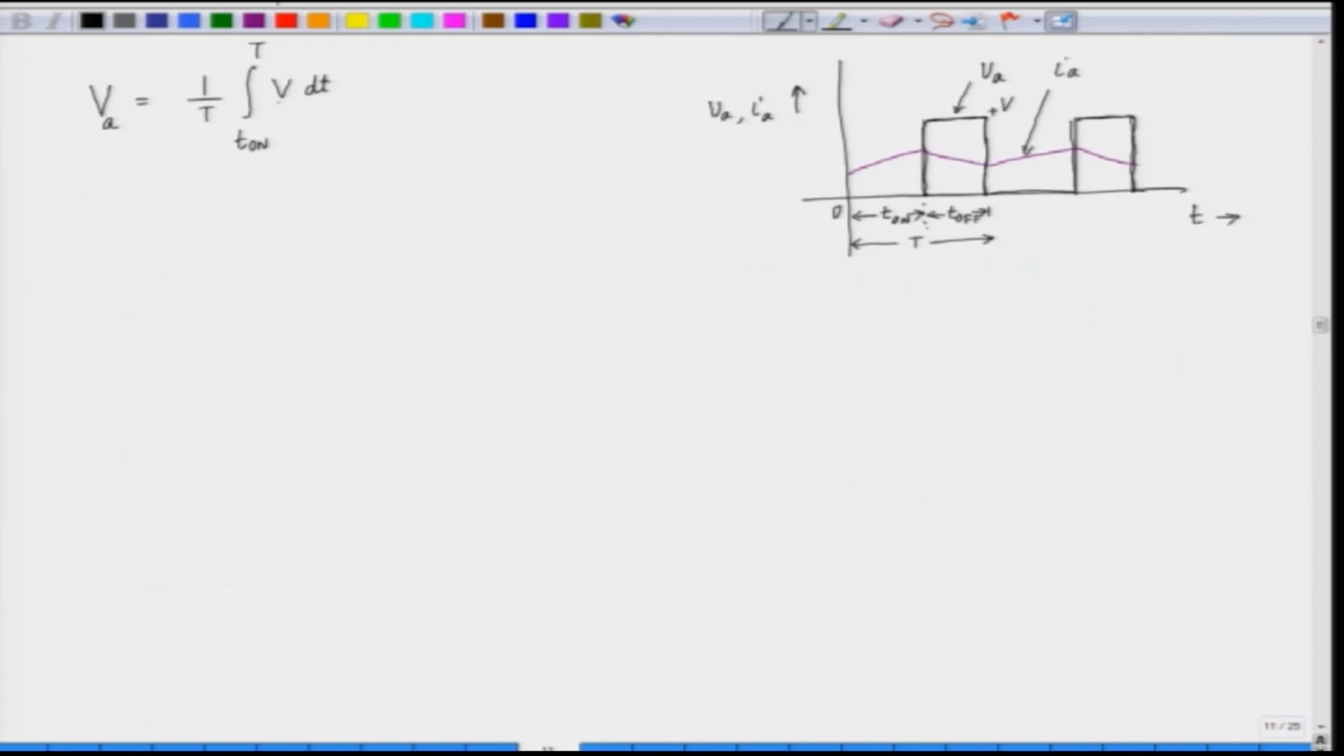If we integrate this, the capital V being constant can be taken out of the integration sign. This is 1 upon T, V integral T on to capital T dt. So, that is equal to V into (T minus T on) by capital T. Now, this is the expression for the armature voltage.